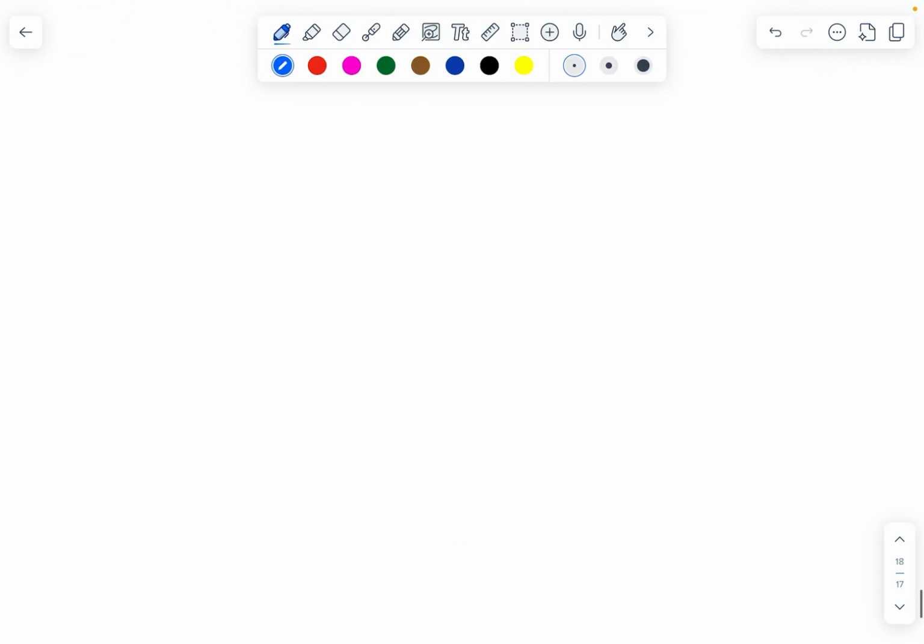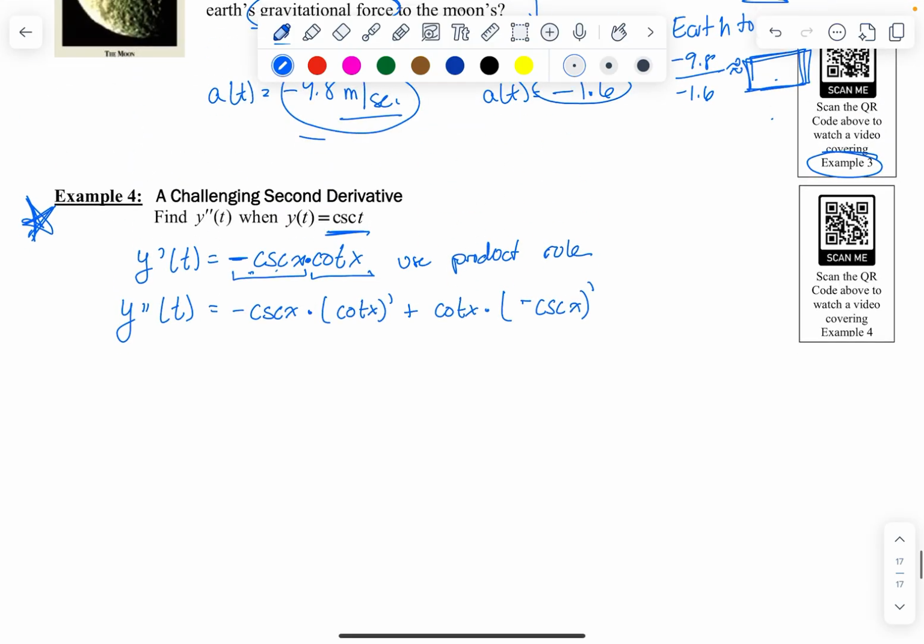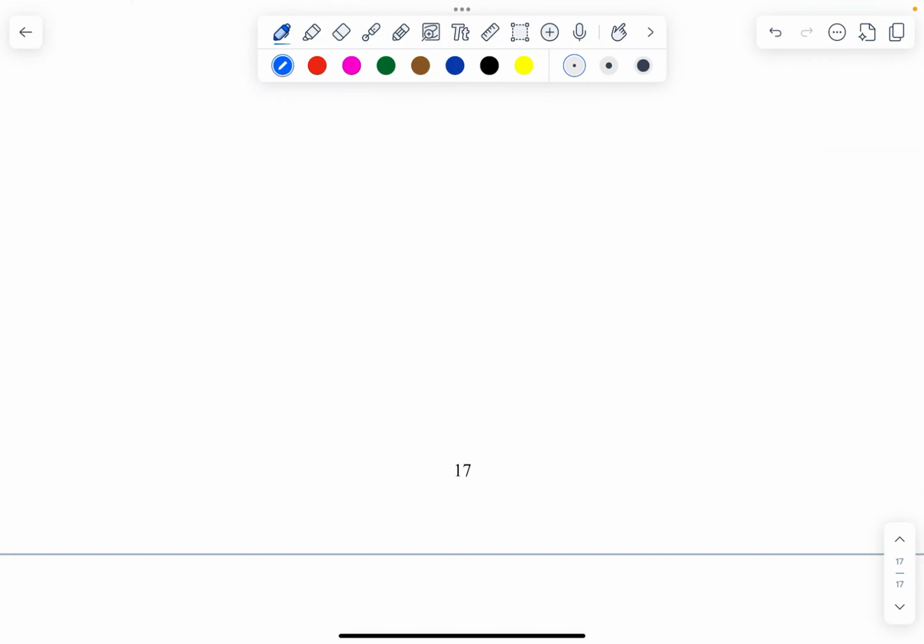All right, I don't know why I'm missing example 5 here. There should be one more example. We'll do that in class. All right, good luck.